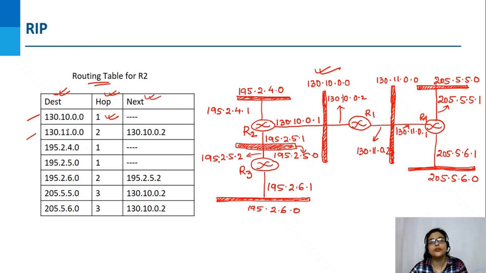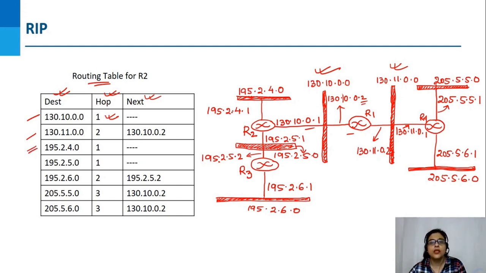Next, we go to 130.11.0.0. So this is here, this network. So if the router wants to go to this network, it has to go via two links. So there are two different links, and the next hop will be through router R1, and the link address will be 130.10.0.2.